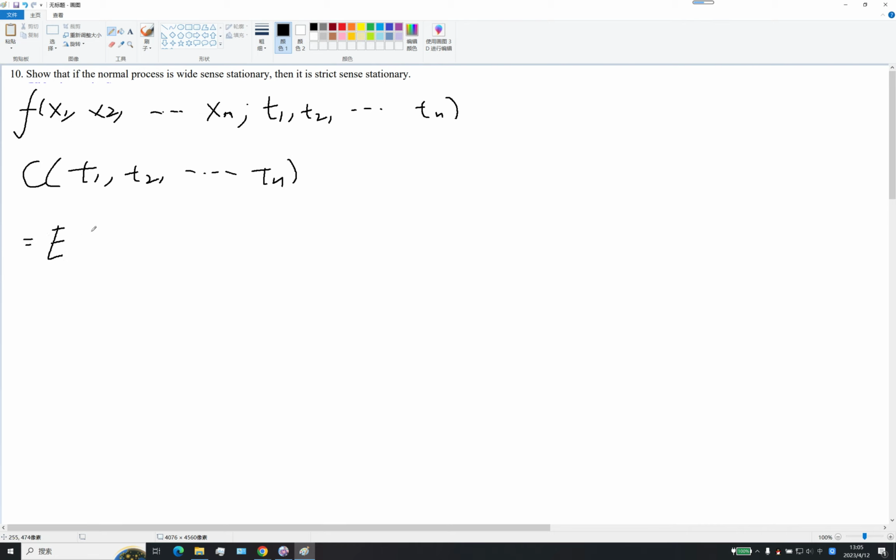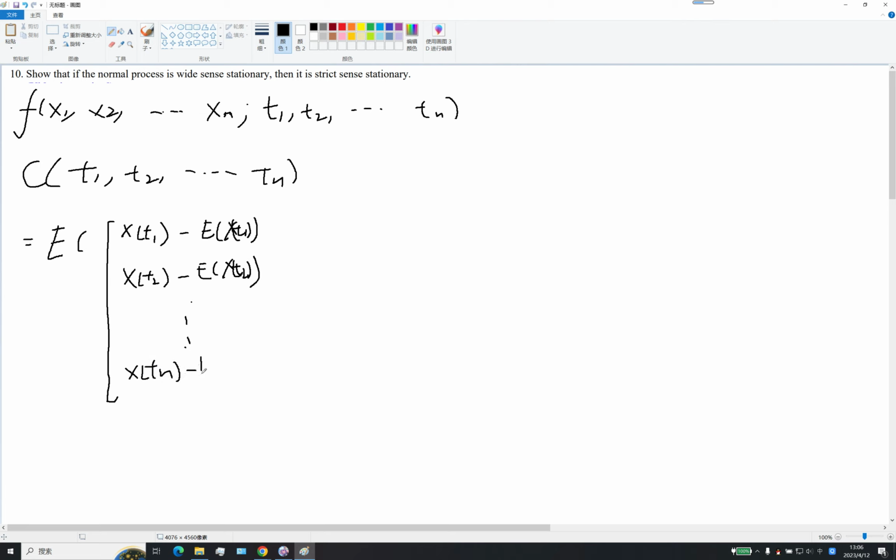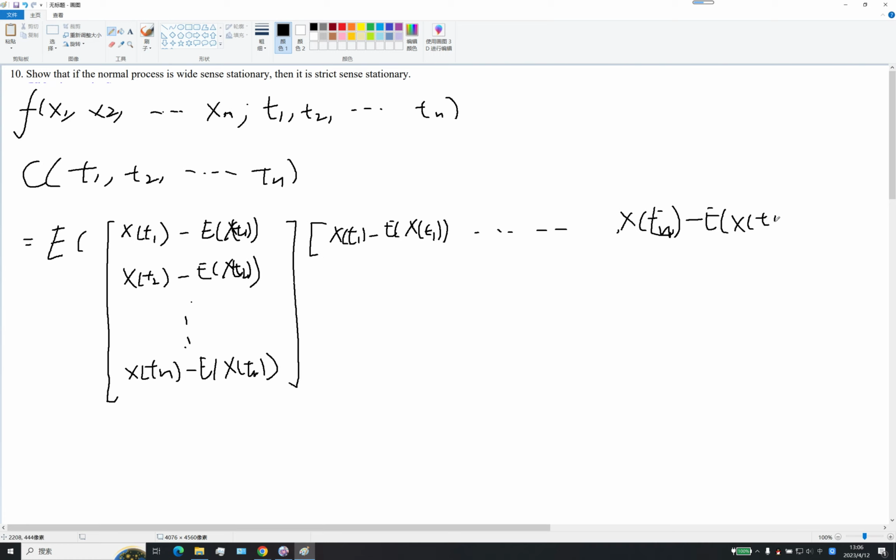it is equal to E, in matrix form, of X(t1) minus E[X(t1)], X(t2) minus E[X(t2)], and the last one is X(tn) minus E[X(tn)], multiplied by X(t1) minus E[X(t1)] and so on, and the last one is X(tn) minus E[X(tn)].